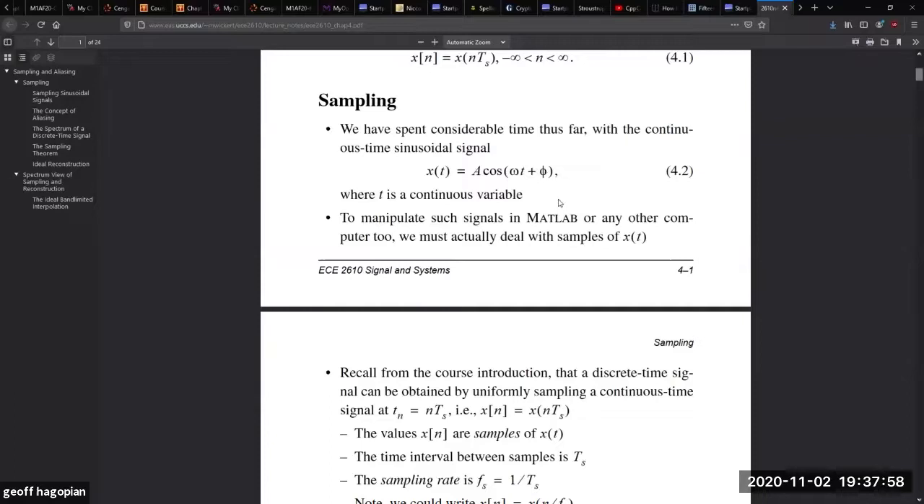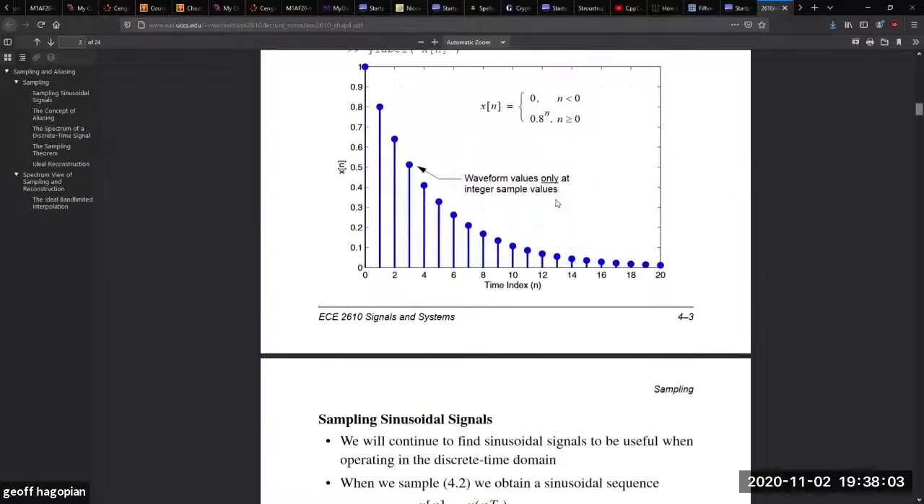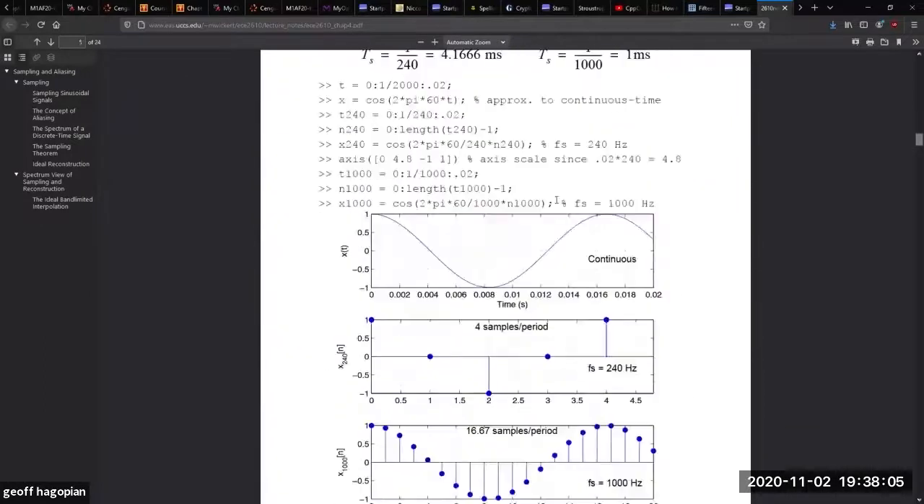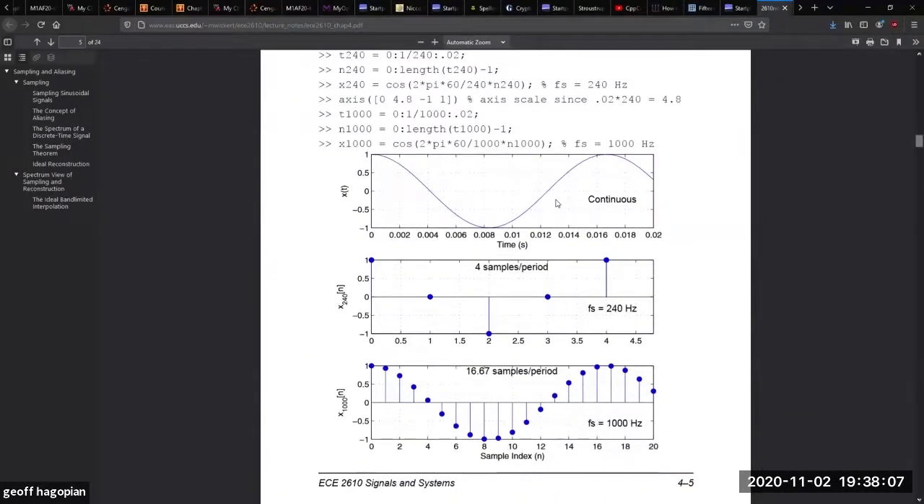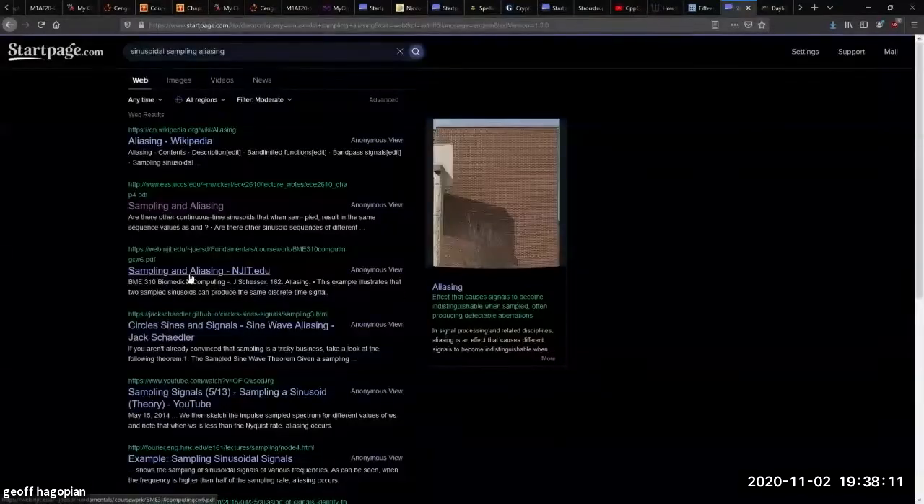Where t is a continuous variable. Okay, so they're talking about MATLAB and so on. Okay, so let's pick another one.